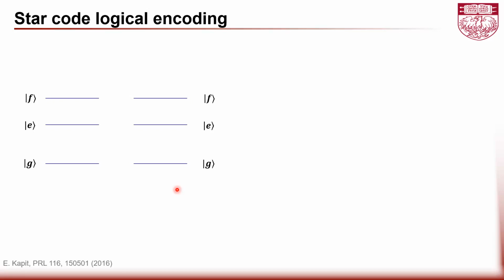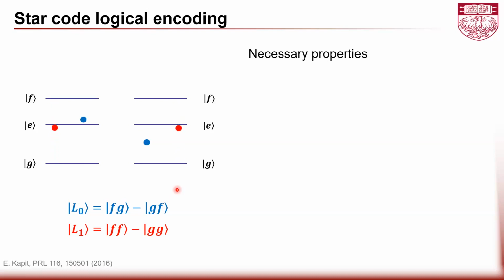We encoded our logical qubit into two 3-level systems. We labeled the three levels of each independently as G, E, and F. Our logical 0 is FG minus GF, an entangled state, and logical 1 is FF minus GG, the other entangled state. You can view these two states as the even and odd parity Bell states using the G and F basis.